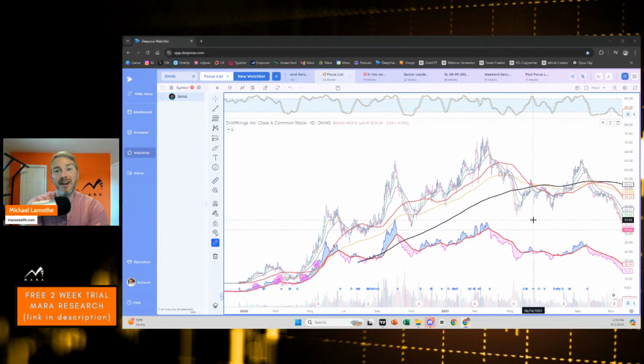There's a great video by Stan Weinstein and Richard Moglen. They were analyzing DraftKings and they were analyzing this chart and they were going through step by step of, okay, well, here's how the stage one, stage two, stage three. So why rehash this stuff again?